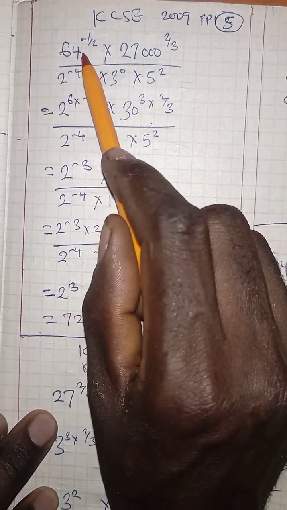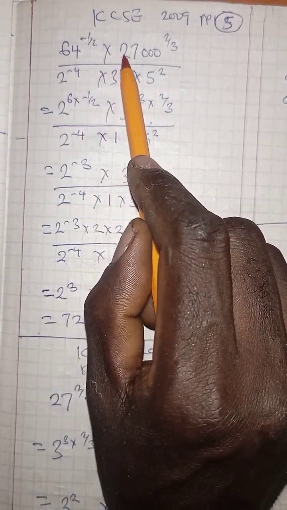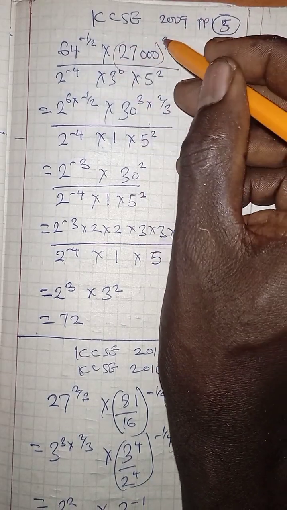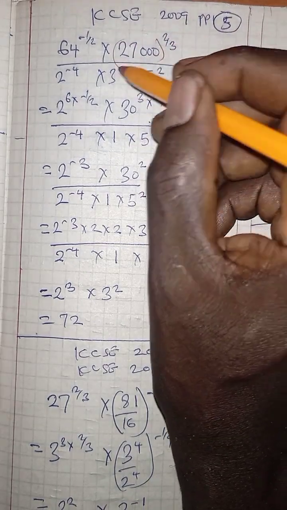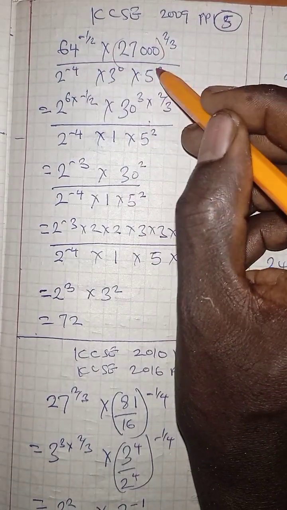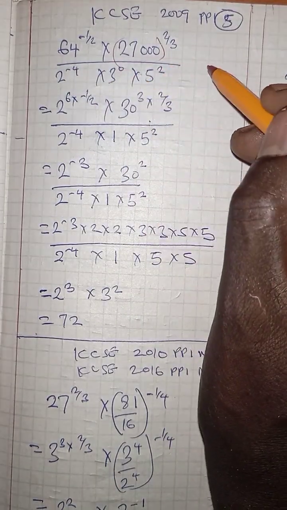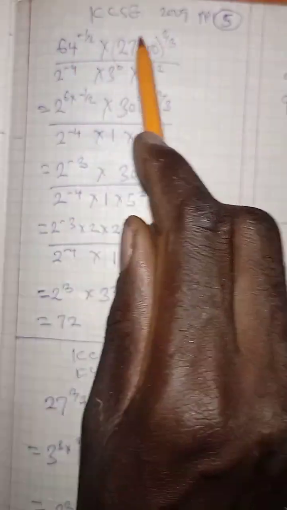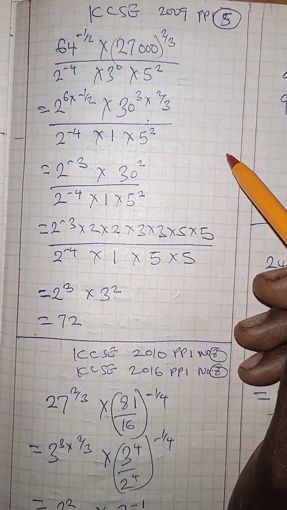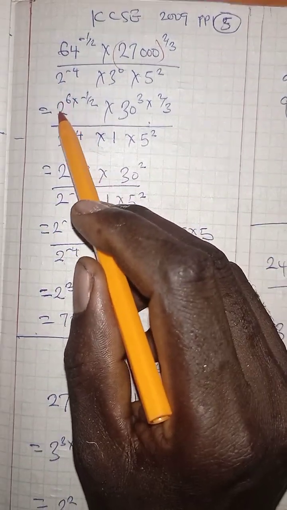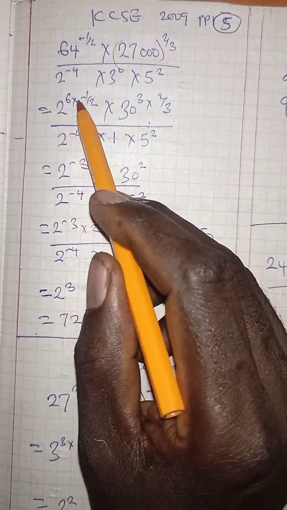It is 64 raised to negative a half multiplied by 27,000 raised to negative 2 over 3. And then all of this divided by 2 raised to negative 4 multiplied by 3 raised to negative 0 multiplied by 5 squared. Now all these figures, you can see they are multiples of either 2 or 3. So 64 is a multiple of 2, so it can be written as 2 raised to the power of 6 multiplied by this negative a half.